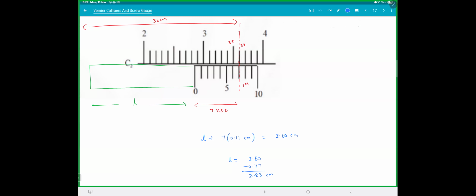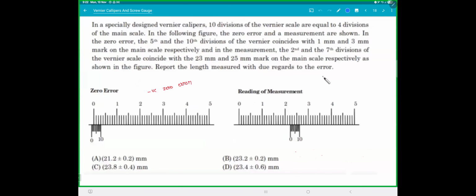All clear with this? Clear? So stick to the second method. Forget about the first one. Any doubts on this? Let's see one more. Try this. You'll understand why I'm saying the first method starts becoming a problem. This is also an advanced PYQ.